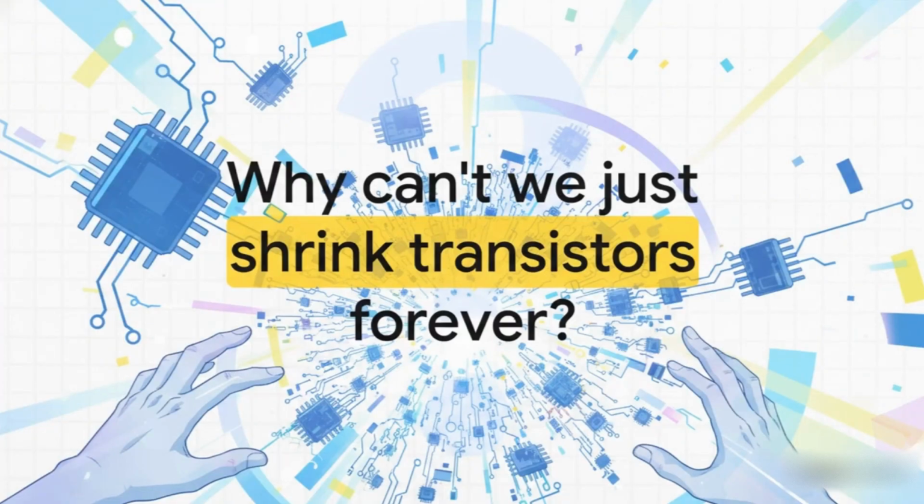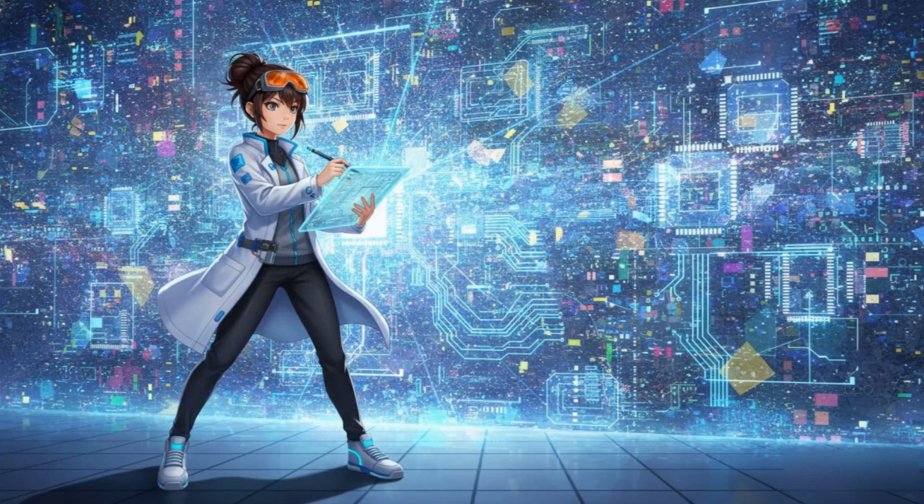For decades, the whole game in the tech industry was Moore's Law. Just make the transistors smaller, cram more of them onto a chip, and boom, instant power upgrade. But that leads to this huge fundamental question that every single chip designer is grappling with today. Why can't we just keep doing that? Why can't we just shrink them forever? What is stopping us? Well, the short answer is physics. It just gets in the way.